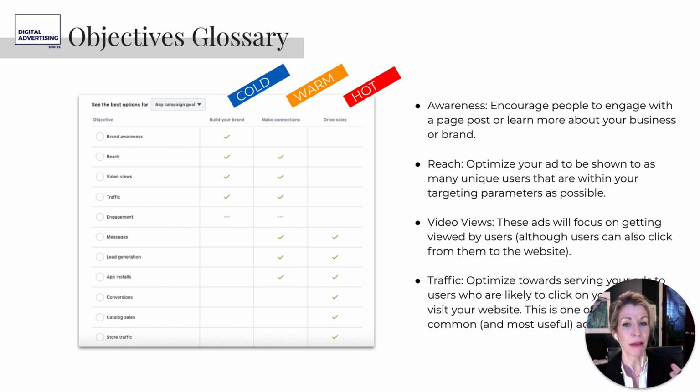Then they're calling it make connections. We call it warm ads. And then they're calling it drive sales, and we call it hot ads. So if you need further guidance on what your objective should be, you can glance at that tool or that graph and have an idea of what your objective will be based on where your people are at in their journey.